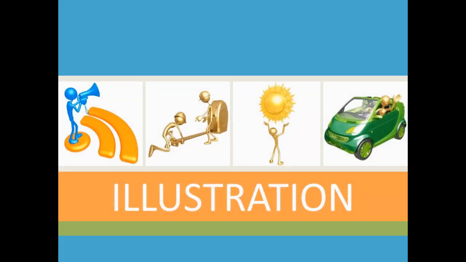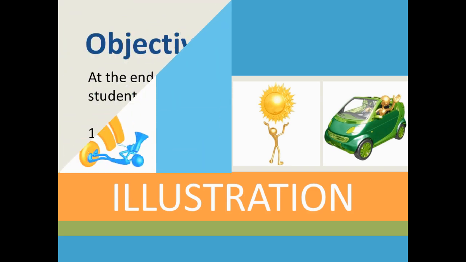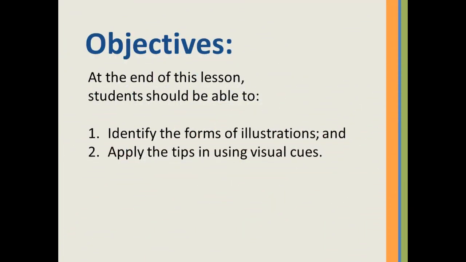After our lesson on texts, let's now talk about the second element of visual design. At the end of this lesson, we should be able to identify the types of illustrations and apply the guidelines on using visual cues.